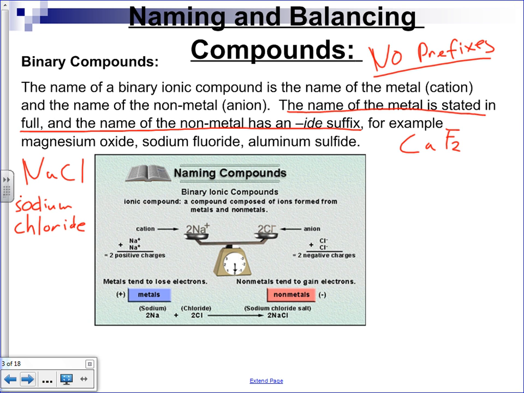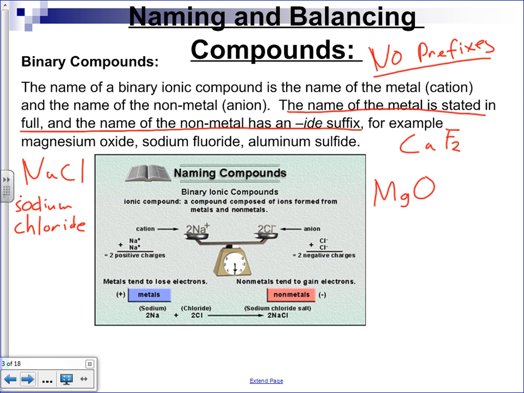All right, let's look at formulas here. Let's say magnesium oxide. I want to write the formula for magnesium oxide. So the symbol for magnesium is Mg, oxide, O. That's my first step. Now I need to look at the charges. Where do I find the charges on my periodic table? Yep, right in the top right-hand corner. The most common ionic charge will be listed there.